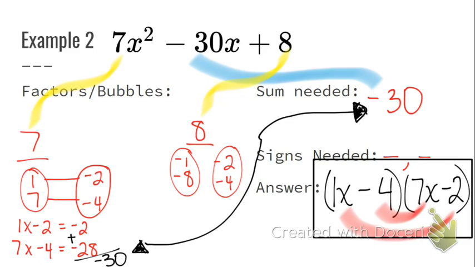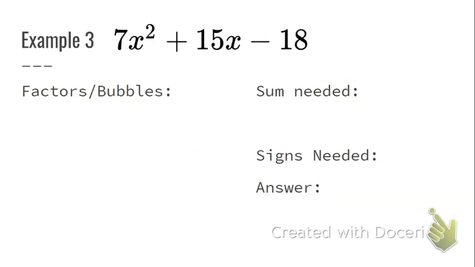Again, pause it here if you need more time. I'm going to move on to our last example for this video. All right, again, the sum that we're looking for when we make our bubbles comes from the middle. So it's a positive 15.